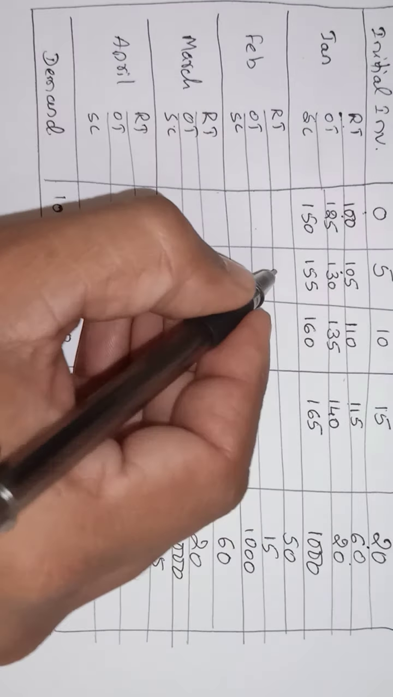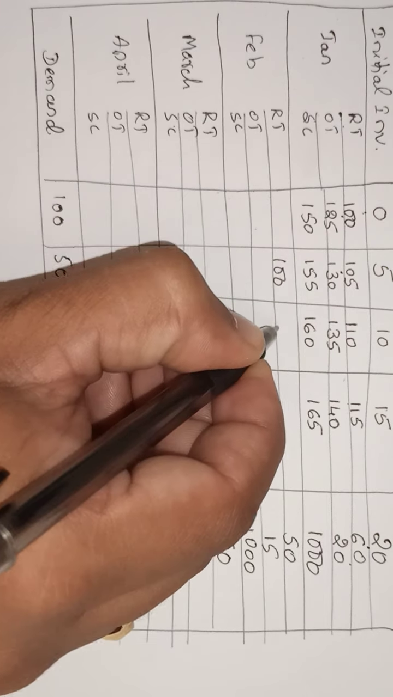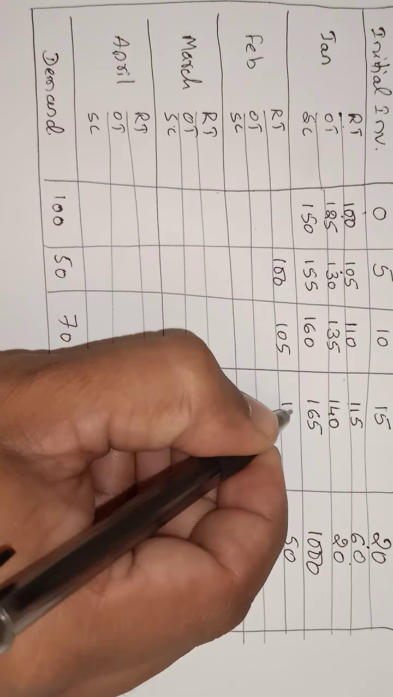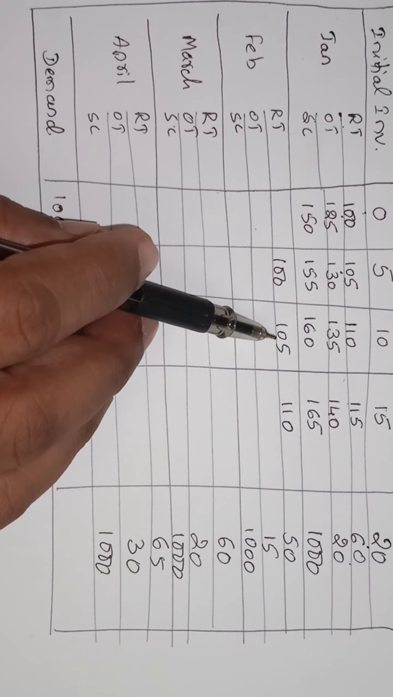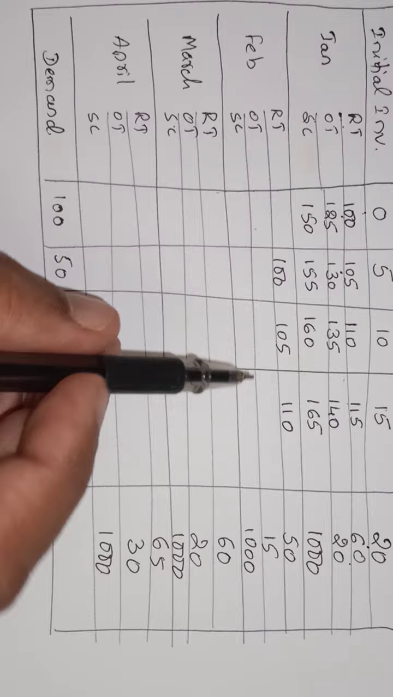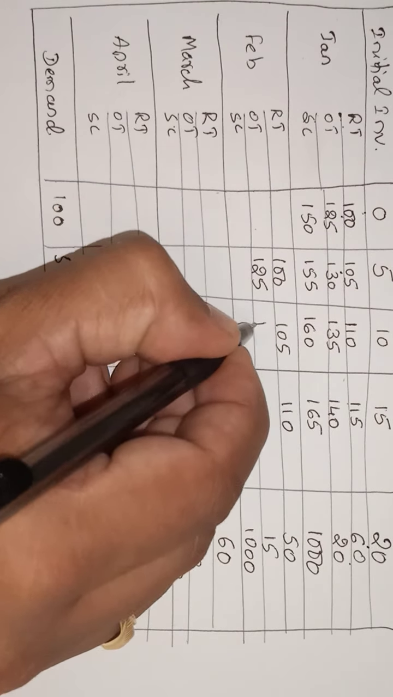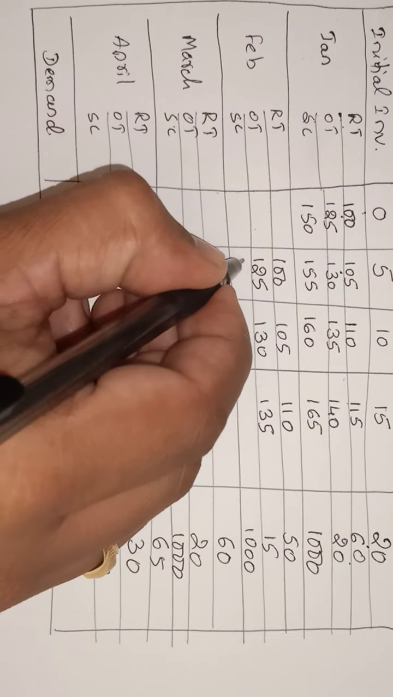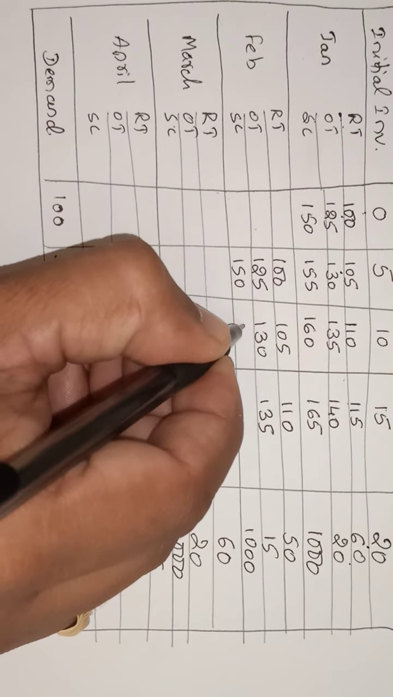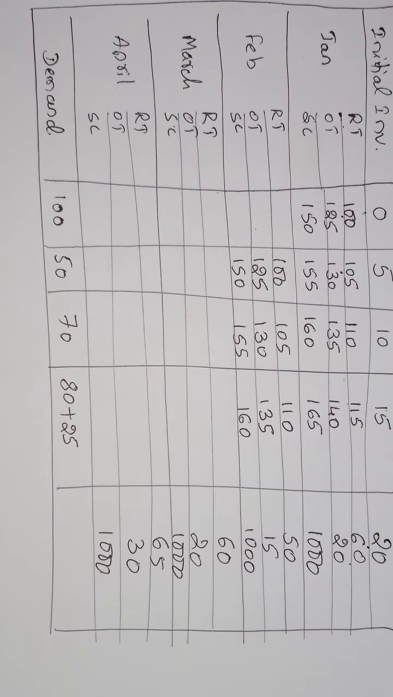In February, the regular time cost will be 100, 105, 110, right? If it is not sold in February, that has to be carried forward to March, 105, 110. Again here 125, right? 130 in March, 135 in April. Here 150 will be the subcontracting, 155. Next will be 160. This is for the month February.